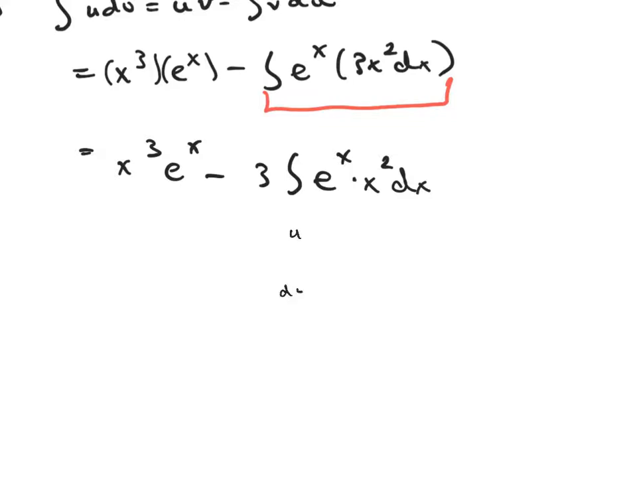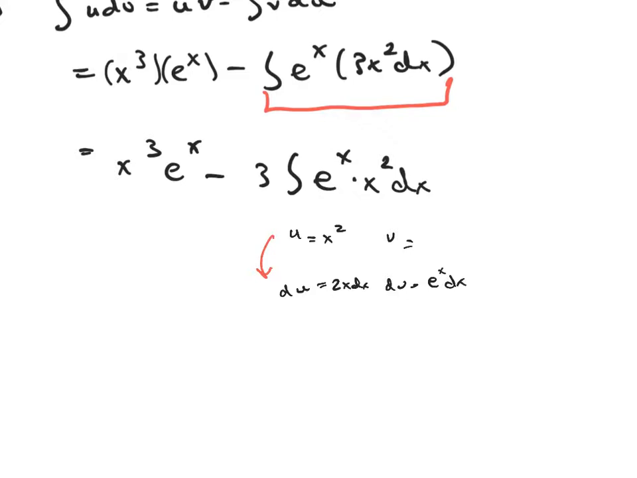I have u du, v dv. Again, I want u to be the polynomial part. In this case, it's x squared. And dv to be the remaining, which is e to the x dx. The derivative of x squared is 2x. We need to tack on our dx here.